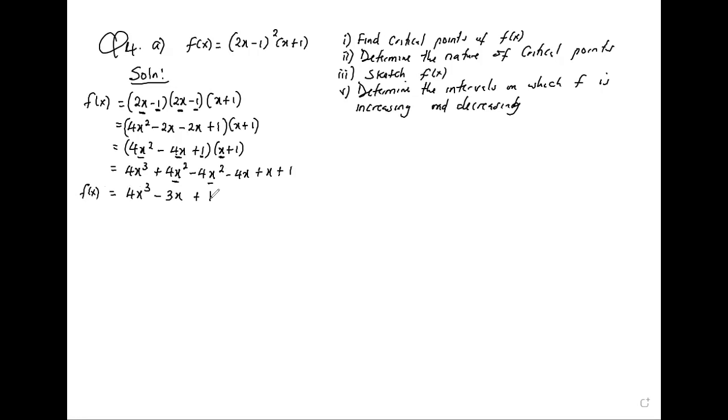So to find the critical points, we differentiate this function. We are now answering question 1. So we differentiate f. We get 3 times 4, that is 12x squared minus 3. After that, we equate the first derivative to 0. So we get x squared is equal to 3 over 12, which we know is 1 over 4.